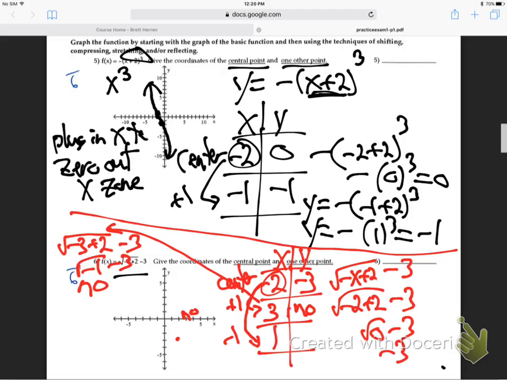So that'll be plugging in positive 1. If you plug in positive 1, what are you going to get? That'll be the square root of negative 1 plus 2 minus 3. Square root of 1 minus 3. It's at negative 2, over 1 down 2 right there. Is that good? I found the other point. Over 1 down 2. We good?